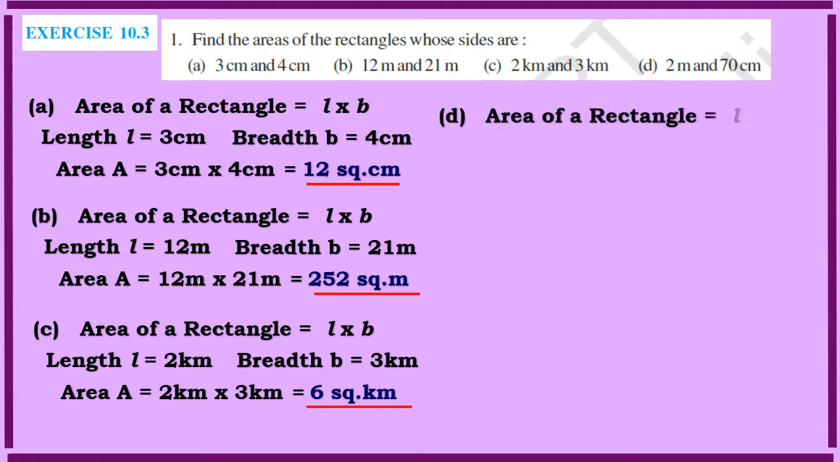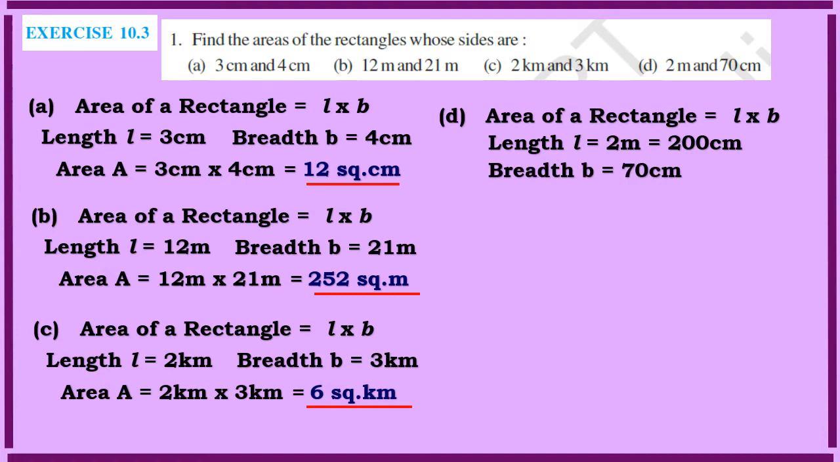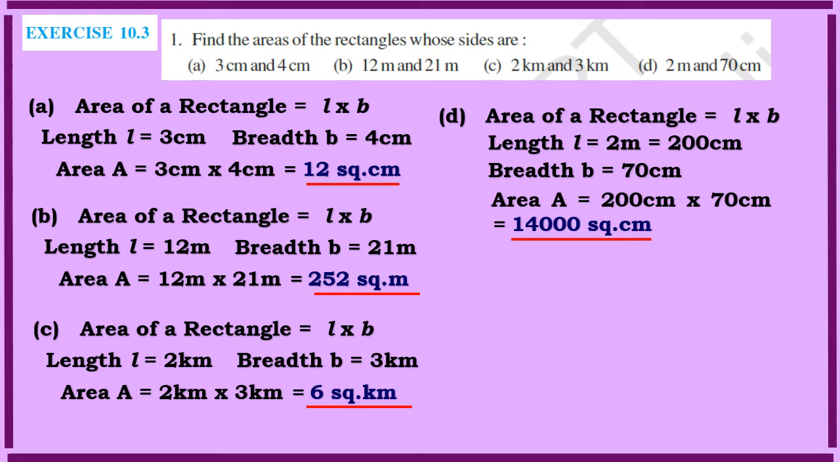And the last one, the length and breadth are 2 meter and 70 centimeter. So you have to convert them into the same unit. Either you have to convert 2 meter to centimeter or 70 centimeter to meter. So meter to centimeter is more convenient. You have to multiply meter with 100 to convert it into centimeter. So 2 meter is what? 200 centimeter. Then breadth is 70 centimeter. So the area is 200 into 70, 14,000 square centimeters.